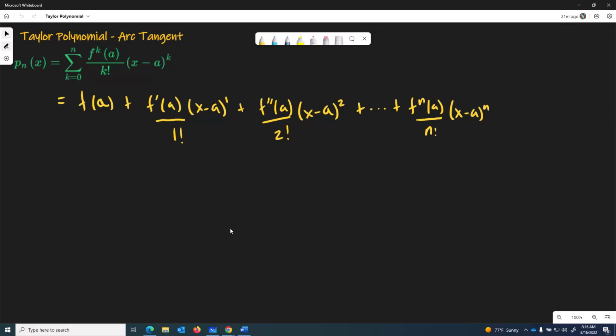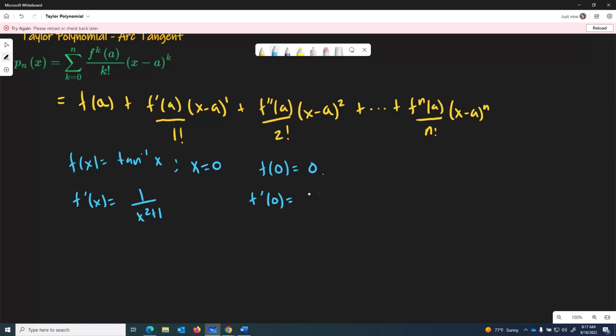Now, if we look at the arctangent function, basically what we want to do is take f of x equals tangent inverse of x, and for this one let's center it at 0. For purposes of the example, let's just take the first few terms of arctangent. I know that I need my function value, which is just going to be 0 when we plug that in. So we find the first derivative, which is 1 over x squared plus 1. But if we plug 0 into that, you're just going to get 1.